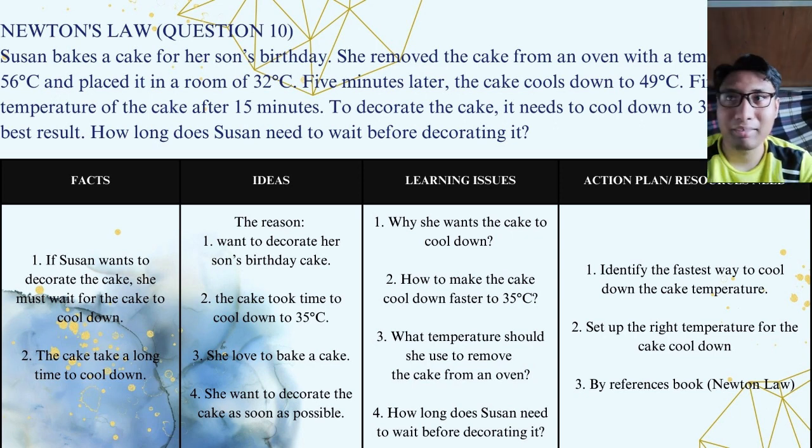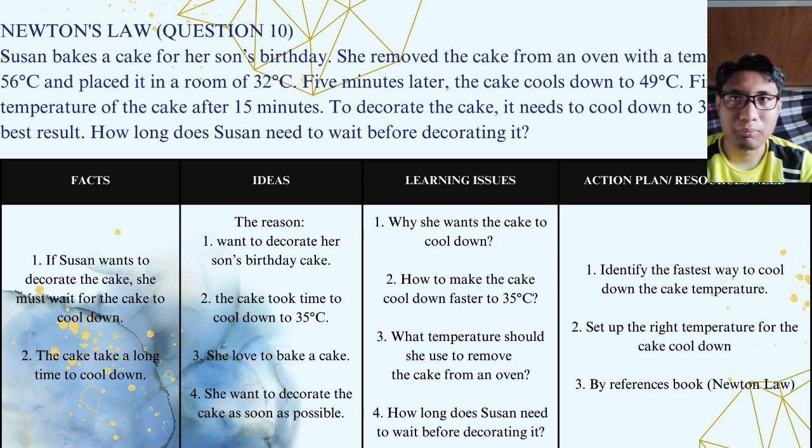Okay, the table for question 10. First, the fact: Susan wants to decorate the cake, but she must wait for the cake to cool down. Second, the cake takes a long time to cool down. The ideas, the reasons: first, want to decorate her son's birthday cake. Second, the cake took time to cool down to 35. Then she loves to bake a cake. Then she wants to decorate the cake as soon as possible.